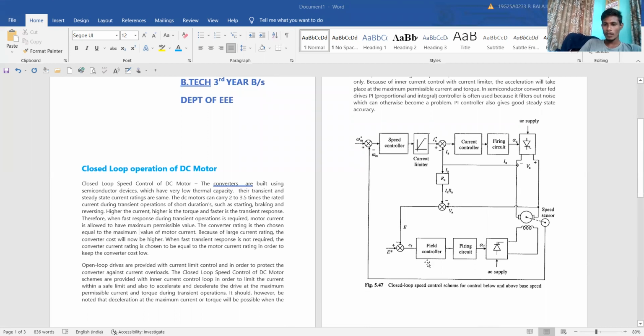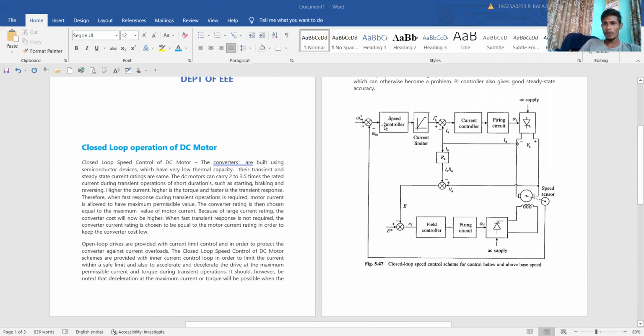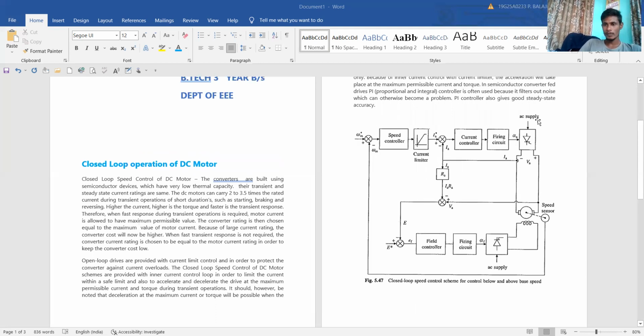The closed loop control below and above the base speed is shown in the circuit diagram of speed control of DC motor, with the speed controller, current limiter, current controller, firing circuit, AC supply and speed sensor.